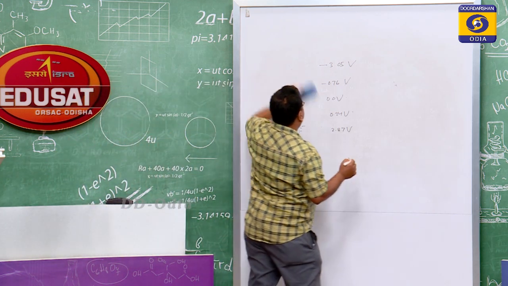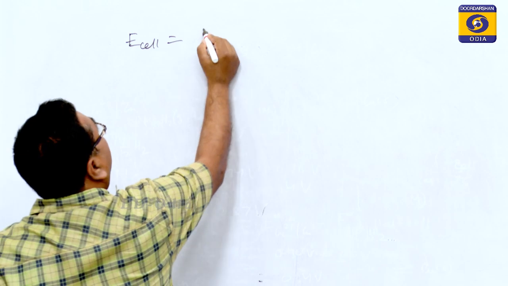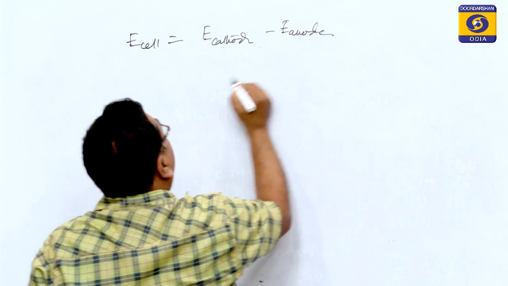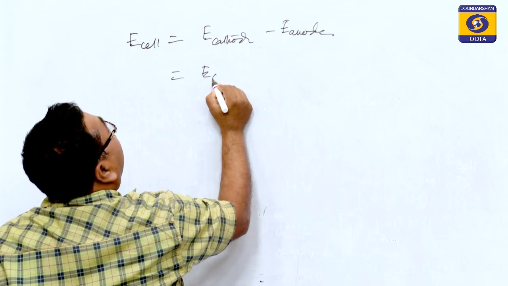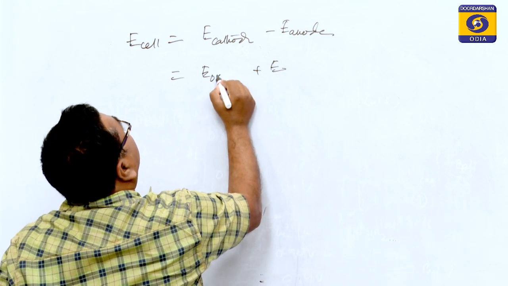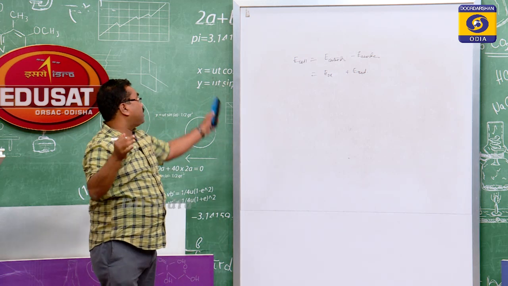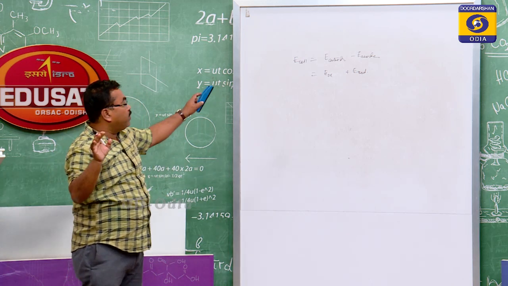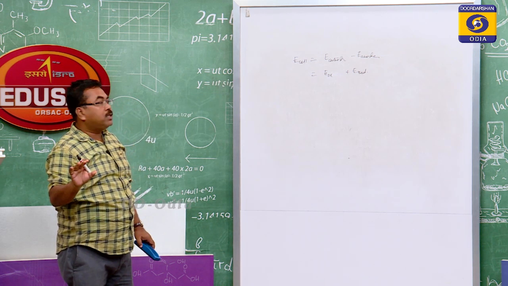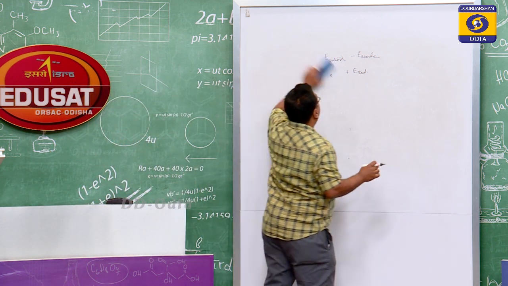In fact, the EMF of a cell is equal to E cathode minus E anode. Or you can take it as E anode plus E oxidation plus E reduction. So, there are several ways to express the E cell. Always take the reduction potentials, it will be easier for calculations. So, always take the standard reduction potentials to calculate the EMF of the cell. Next we shall proceed.